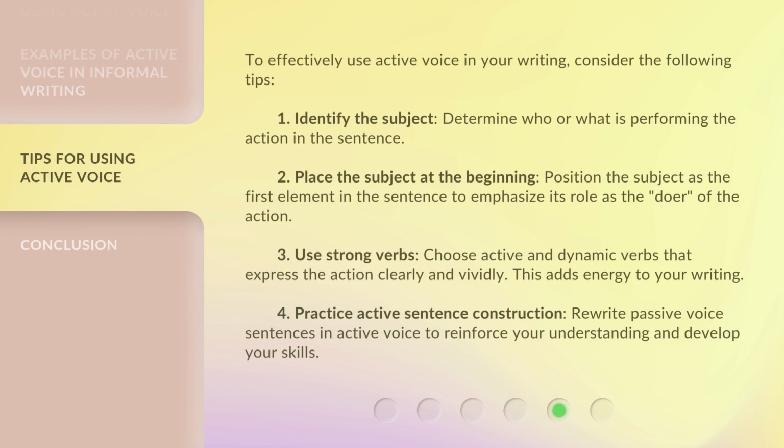To effectively use active voice in your writing, consider the following tips. 1. Identify the subject. Determine who or what is performing the action in the sentence. 2. Place the subject at the beginning. Position the subject as the first element in the sentence to emphasize its role as the doer of the action.